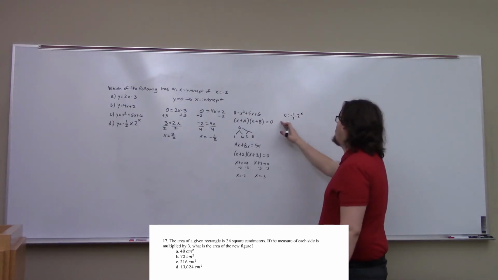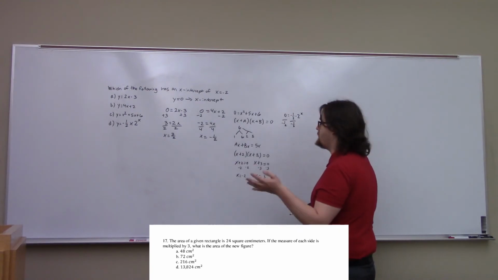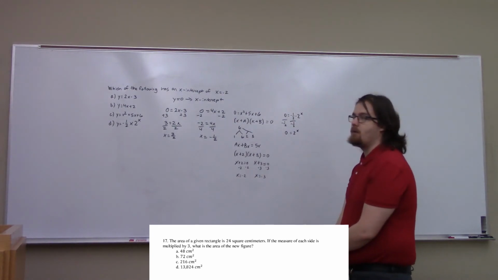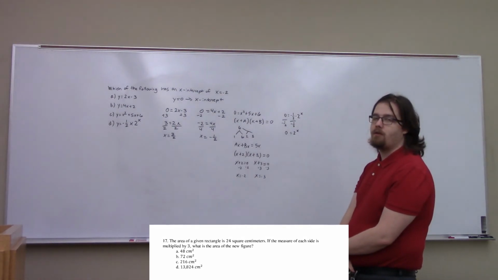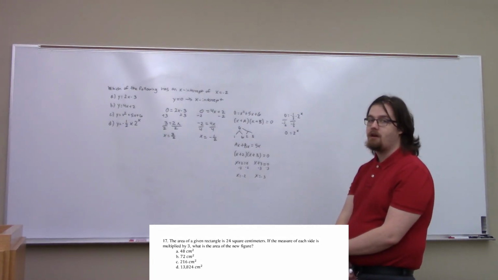If we divide both sides by -1/2, or multiply by -2, whichever you prefer, we will get 0 is equal to 2 to the x. Okay. We need to cancel the 2 so that we're left with x, and in order to do so, we use something called a logarithm.